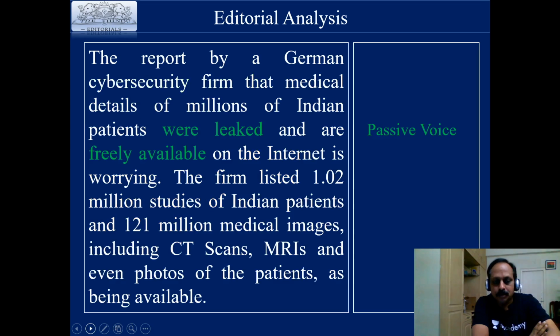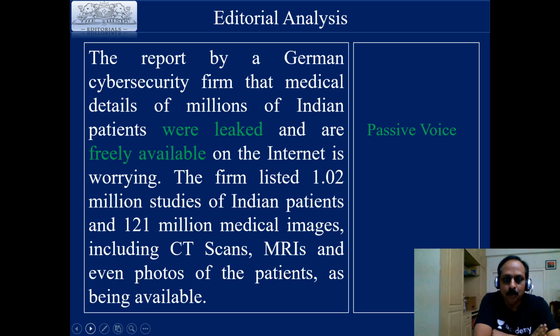This editorial also talks about the protection law related to data information. Now, here the editorial talks about a particular report and gives specific information. The report by a German cybersecurity firm that medical details of millions of Indian patients were leaked and are freely available on the internet is worrying. Here, all these words are like the subject. Is worrying. What is worrying? The report by a German cybersecurity firm that medical details of millions of Indian patients were leaked.